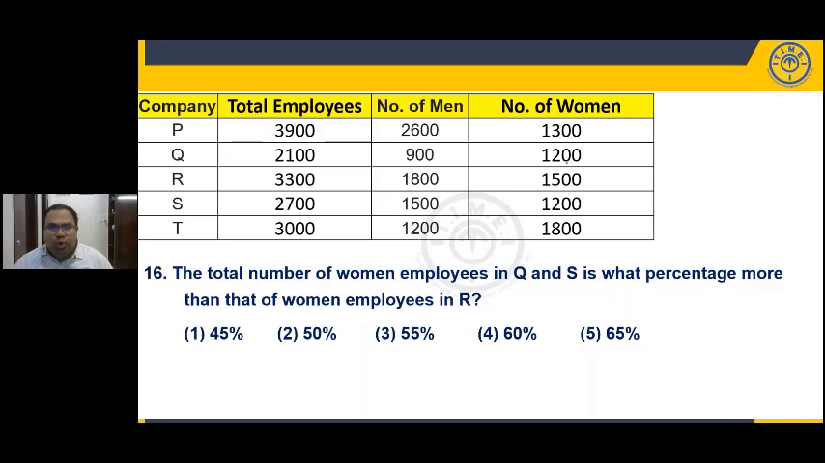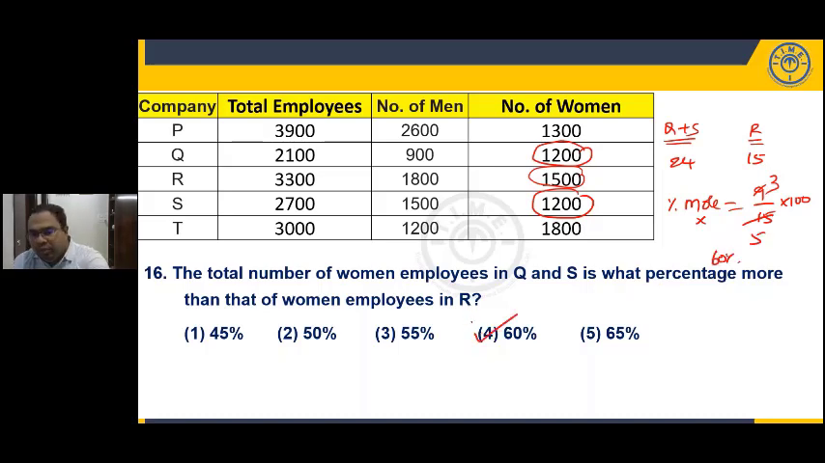Women employees in Q and S, 12 plus 12, 24. What percentage more than women employees in R? 15. You can ignore zeros now. Q and S 24, R is 15. What percentage more? Difference 9, opposite of more smaller value 15 into 100. 3 threes, 3 fives. 3 by 5, you know it is 60%. Good, good. Okay. Next question, I will start the watch again.